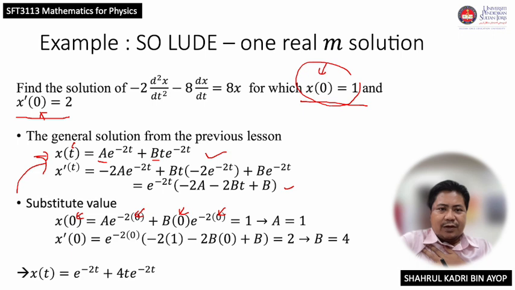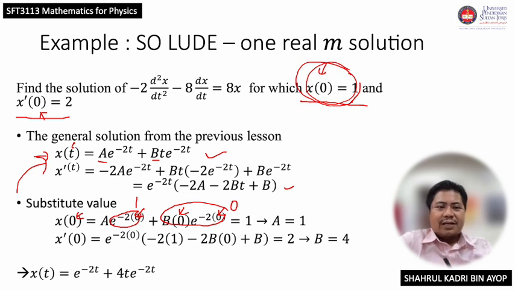Why is it 1? Because here, x at t equal to 0 is 1. Because B times 0 is 0, this term becomes 0. And then this is equal to 1, since exponential power by 0 is 1. So that's why we get A equal to 1. Now we know A.